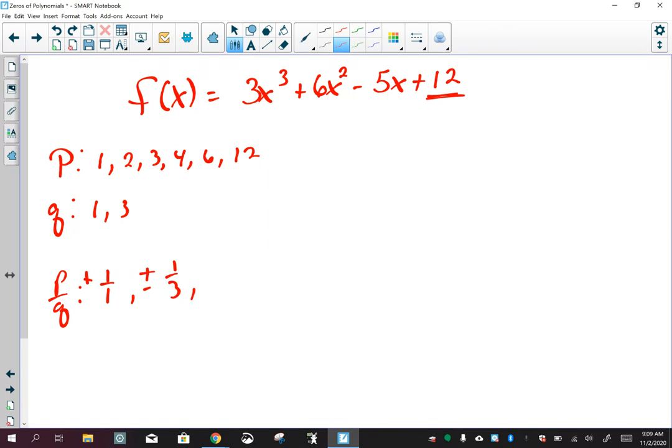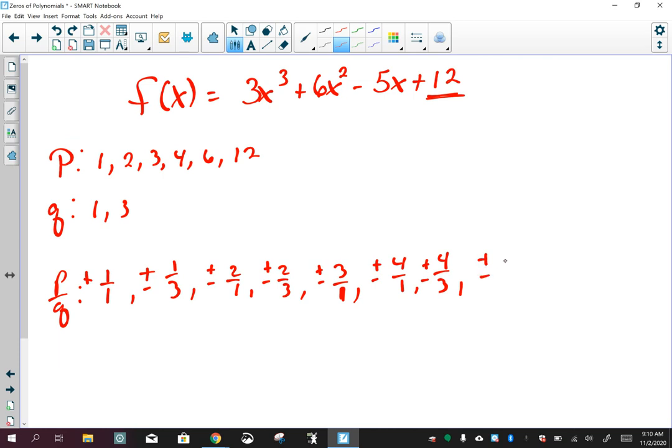And then go to the next number: 2 over 1, 2 over 3. Go to the next number: 3 over 1. Now, when I go 3 over 3, I get 1. Since I get 1, I've already got that represented here, so I don't need to do that again. So I'm done with that. Go to the 4: 4 over 1, 4 over 3.